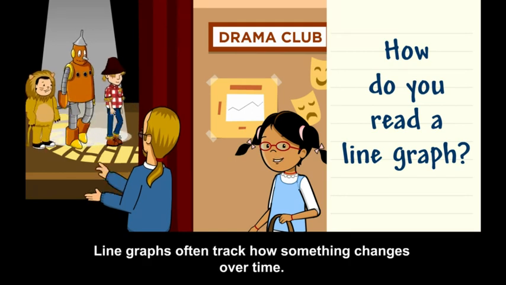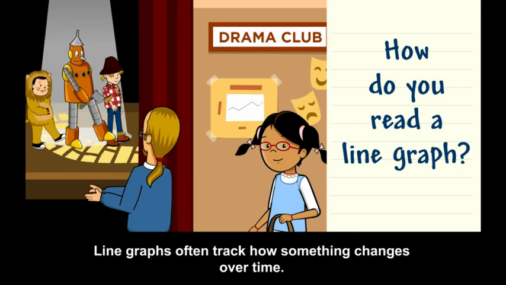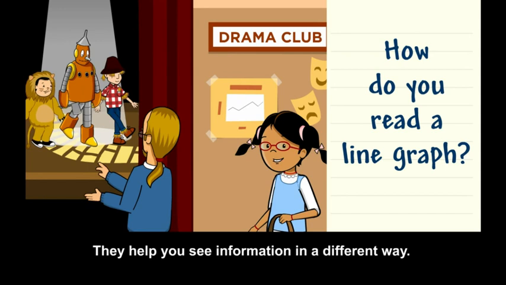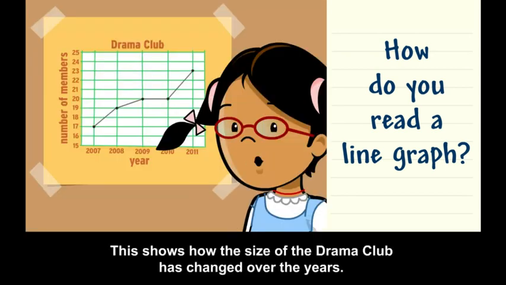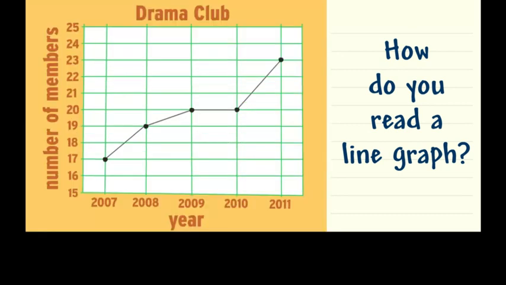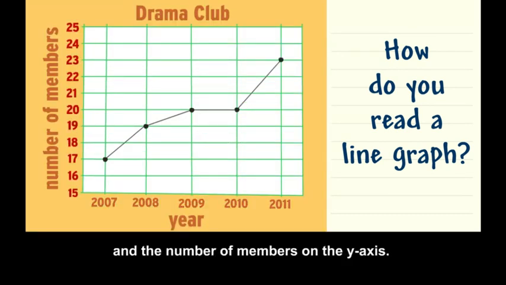Line graphs often track how something changes over time. They can help you see information in a different way. This shows how the size of the drama club has changed over the years. It shows the years on the x-axis and the number of members on the y-axis.